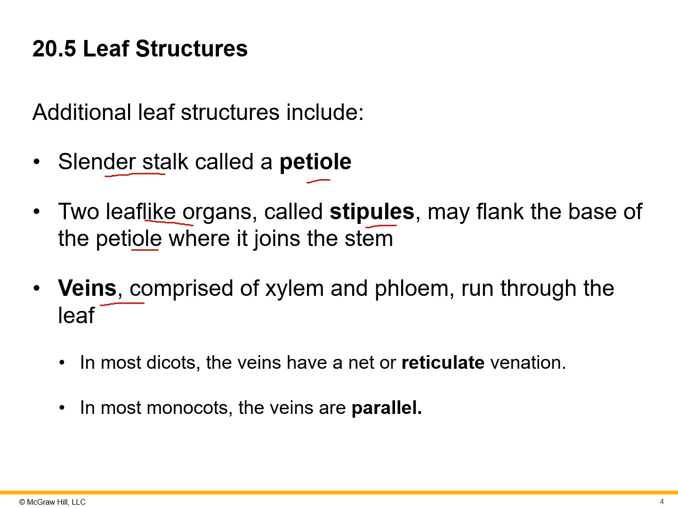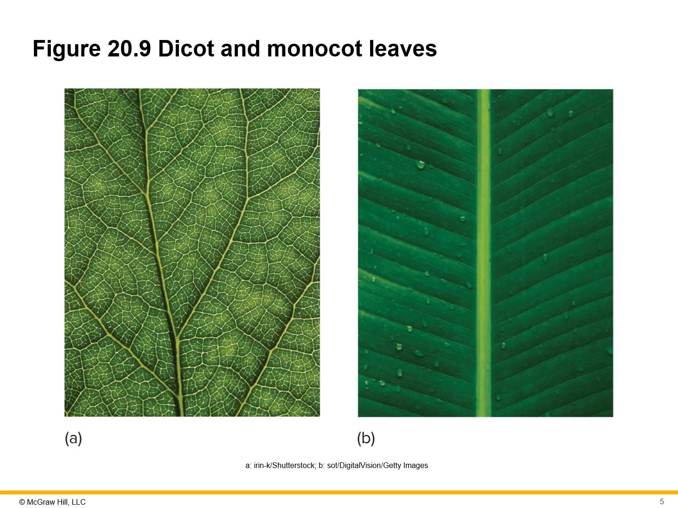Then it has leaf veins. Again, that's vascular, so it has xylem and phloem. Now, in most dicots, those veins have a net or reticulate venation, just meaning they branch out. Whereas in monocots, those veins form a parallel structure. We can see that here again, our dicot on the left, with lots of branching of those veins, versus this parallel arrangement that we see in the monocots.